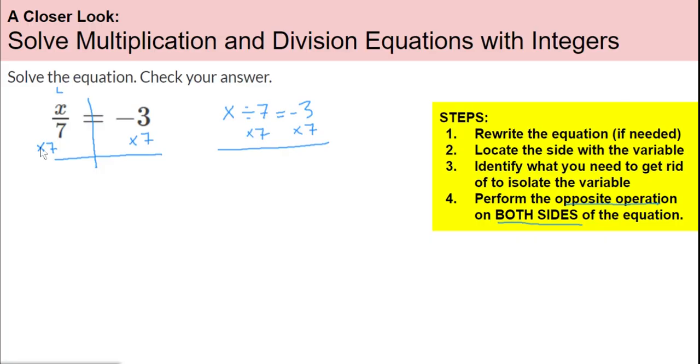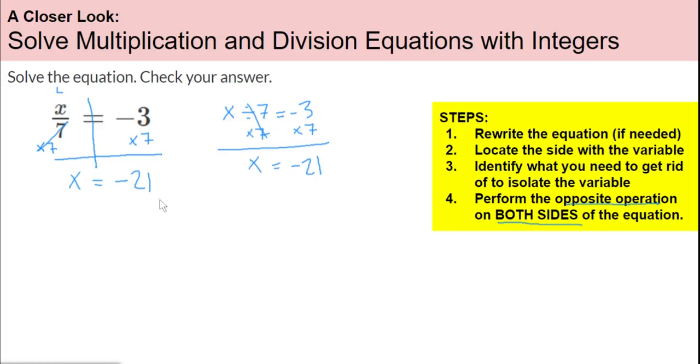So the 7s get rid of each other. That means I'm left with x. X equals, and then I have negative 3 times 7. A negative times a positive is a negative. 3 times 7 is 21. So my answer is x equals negative 21.